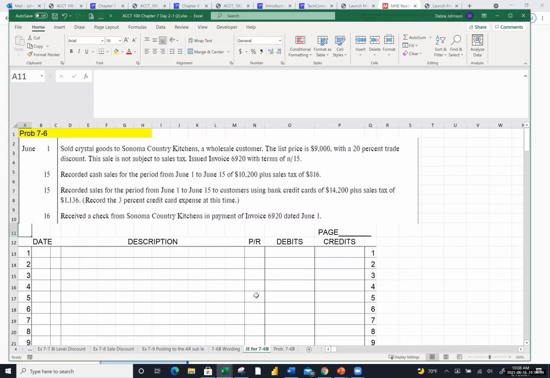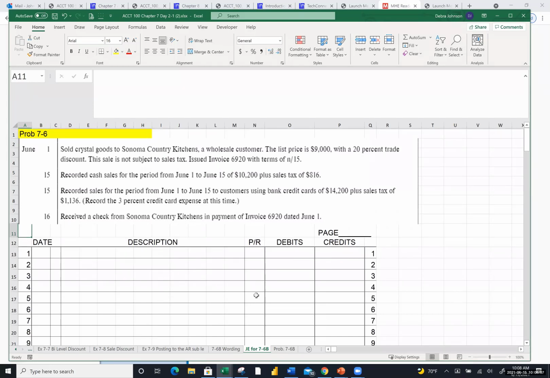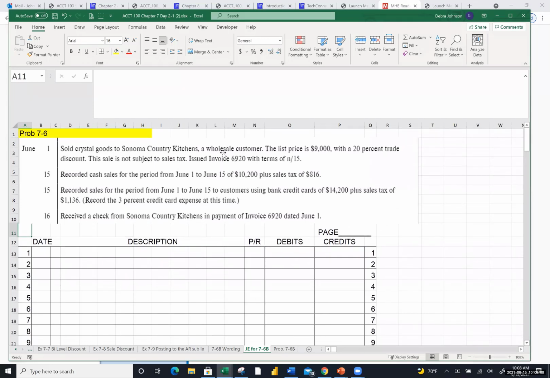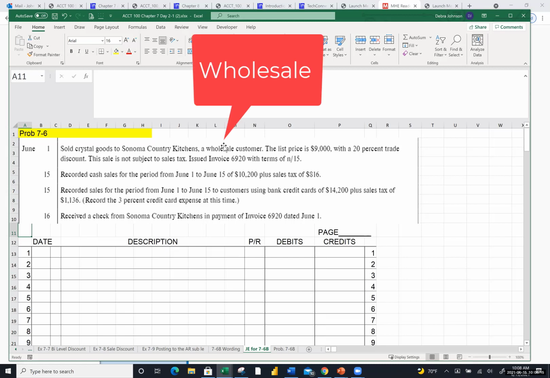Okay. June 1st, sold crystal goods to Sonoma Country Kitchen, a wholesale customer. Okay, stop. What the heck does that mean? A wholesale customer is someone who's going to buy a large amount of stuff and turn around and resell it to somebody else. So just with that first sentence, there's no sales tax involved because only the end user pays the sales tax, right? And because it's a wholesale customer, chances are they buy in big volume.